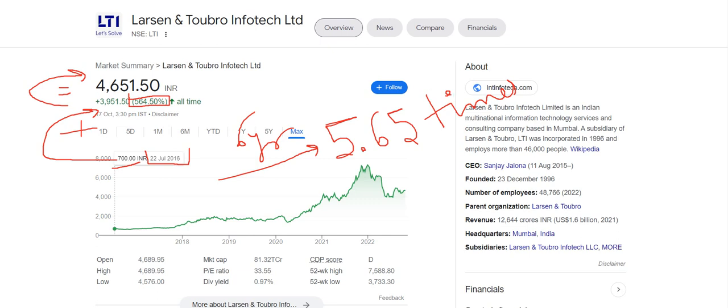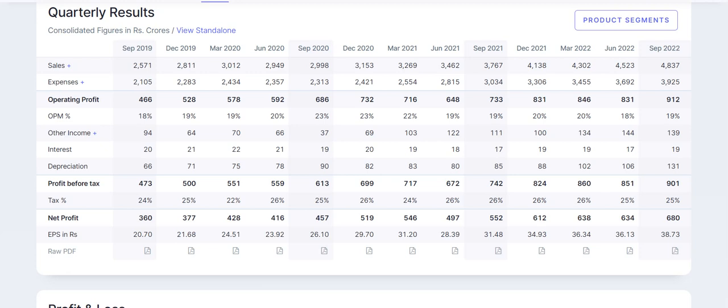Now we'll go with the company's performance on a quarter on quarter basis as well as on a year basis. So here we are comparing the last 4 quarters. It is December 2021. We are comparing that with March 2022. We are comparing that with June 2022. We are comparing that with September 2022.